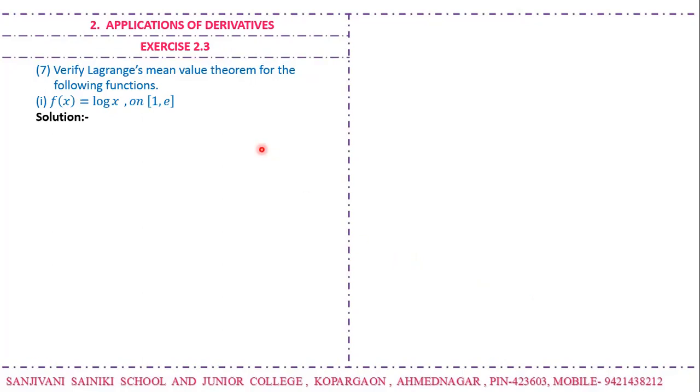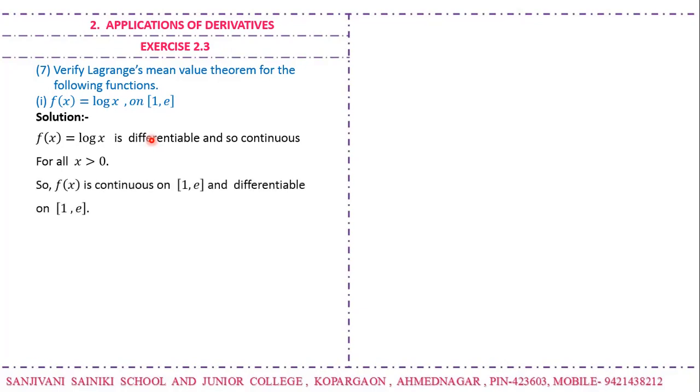Now we verify Lagrange's mean value theorem for the following function. What is the function? Log x. Now what are the conditions for Lagrange's mean value theorem? Only one condition is different; there is one condition less than in Rolle's theorem. The function is continuous on the closed interval, and the function is differentiable on the open interval. Only these two conditions we have to check for the LMVT.